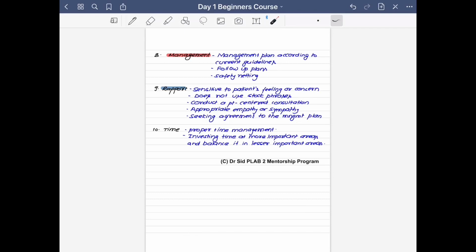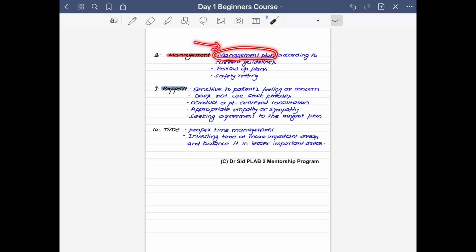On the management part, which is also one of the important skill areas to master in the PLAB 2 exam, you have to formulate the management plan and it should be according to the current guidelines. Sometimes some candidates are giving the management plan of the stroke from ABCD2 criteria. If you are using this criteria, that means that you are not using the current guidelines. ABCD2 criteria in the stroke is already outdated. So make sure that you are using the current NICE guidelines and SIGN guidelines when you are managing the case.